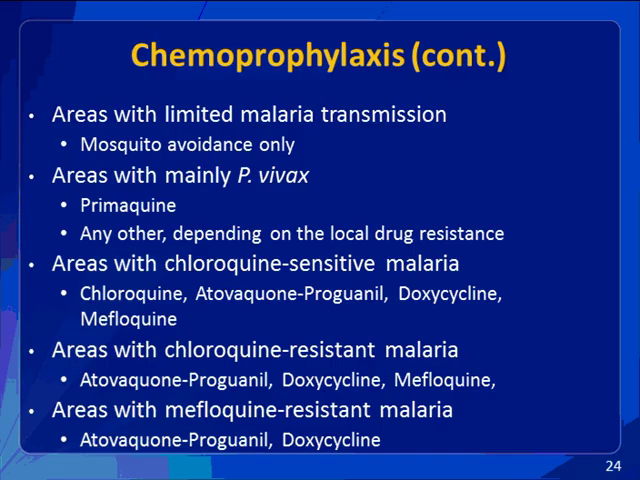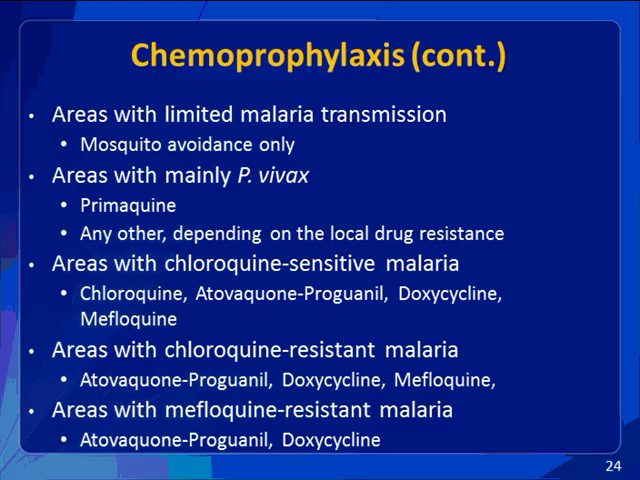And now, summarizing the recommendations on chemoprophylaxis, and this is slide number 24. For areas with limited malaria transmission, mosquito avoidance is required. For areas with mainly P. vivax transmission, primaquine is a good choice, although any of the other prophylactic drugs are acceptable.